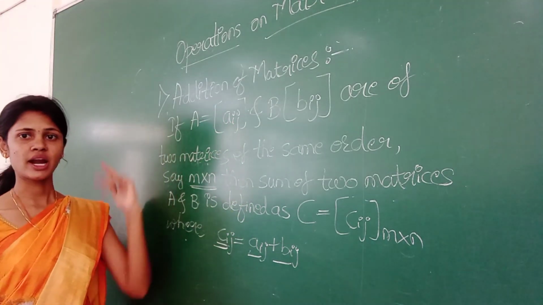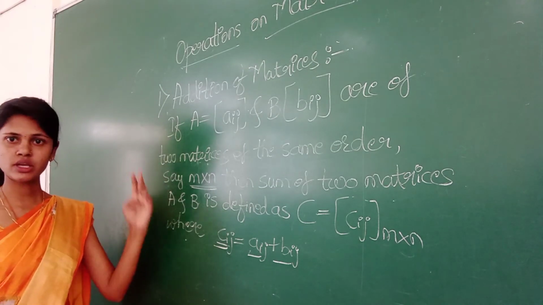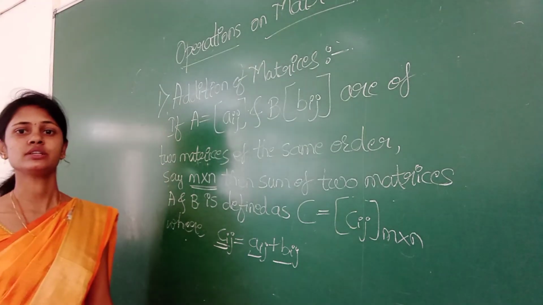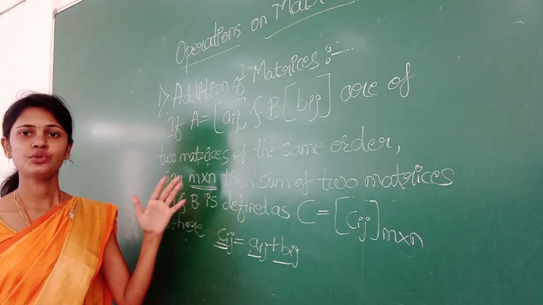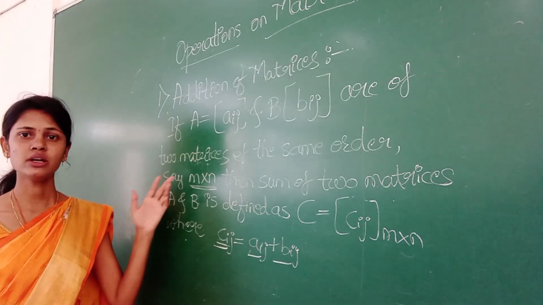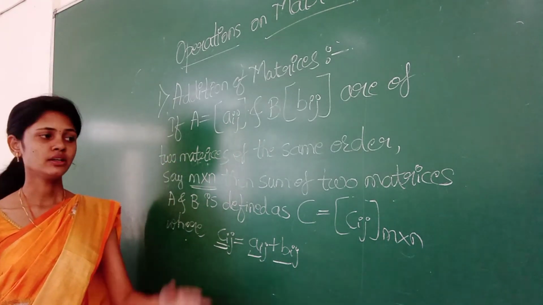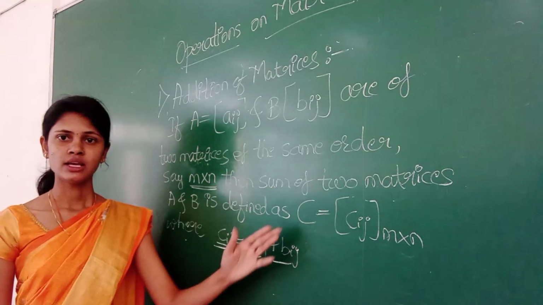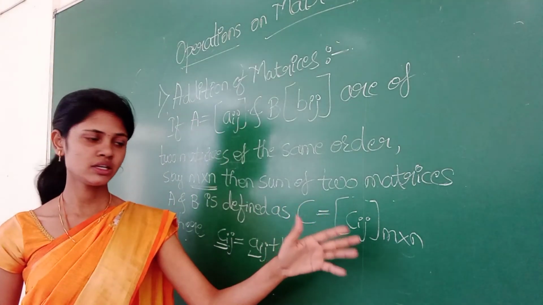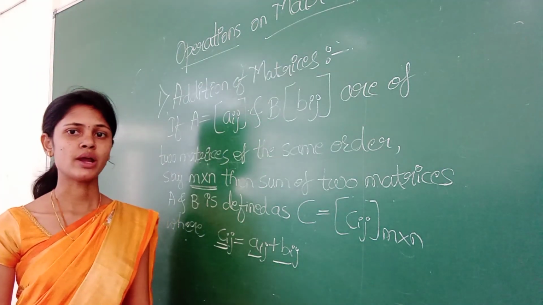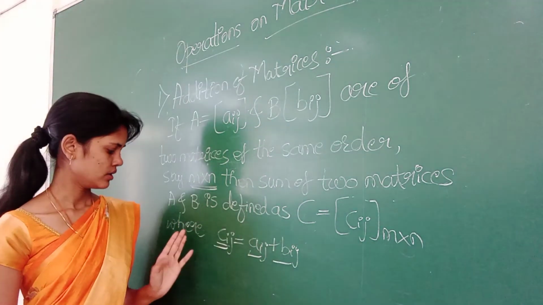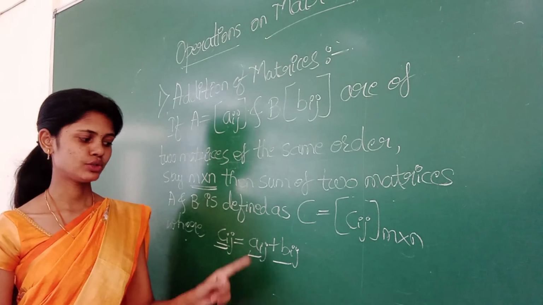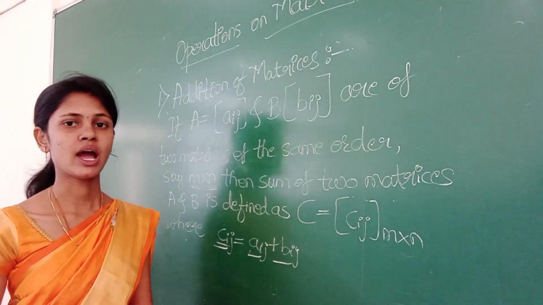So once again, the addition of matrix is that if A is equals to Aij and B is equals to Bij are two matrices of the same order m cross n, then sum of two matrices A and B is defined as C is equals to Cij of m cross n matrix, that is order, where Cij is equals to Aij plus Bij.